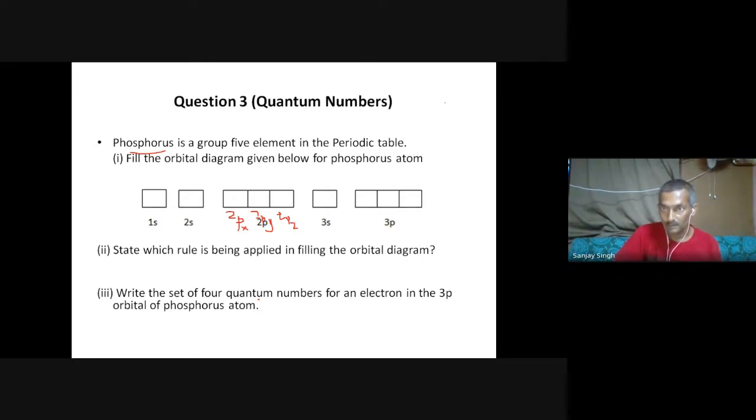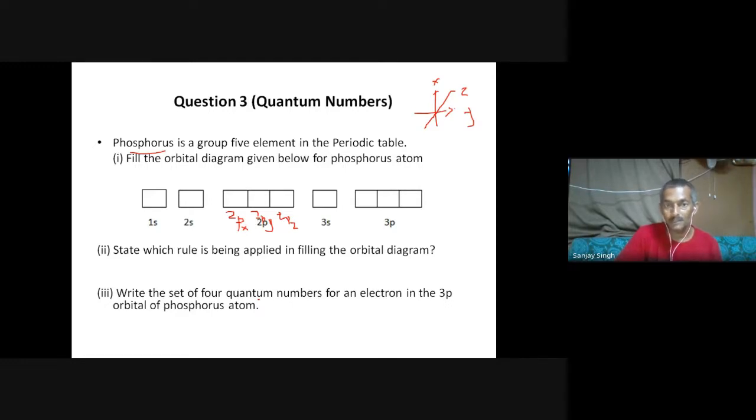Say, for example, if you look at the plane over here, this is x, okay? This is your y. These are the different planes, or the different axes, and this is the z. And it's a p orbital.